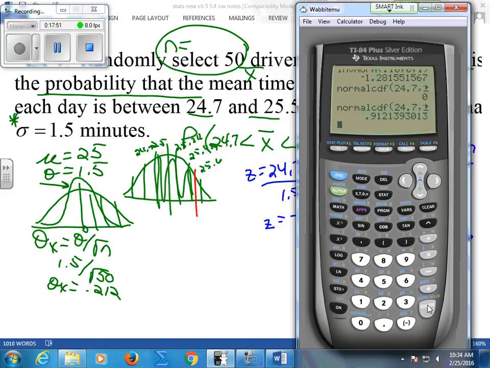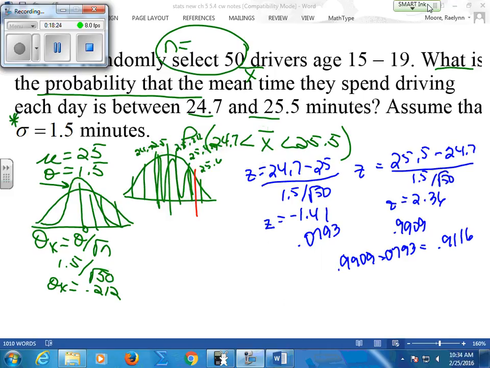So out of a sample of 50 drivers in this age bracket, 15 to 19, about 91% of those drivers will have a mean between 24.7 and 25.5. The mean of the sample means. Of all the samples that we took and all the averages that we took, their averages will be between those two numbers. A lot higher than if we did a population, because your curve is a lot more squished together. But again, try not to do both, because you'll end up changing your x-axis, you'll end up going crazy. Does this make sense?